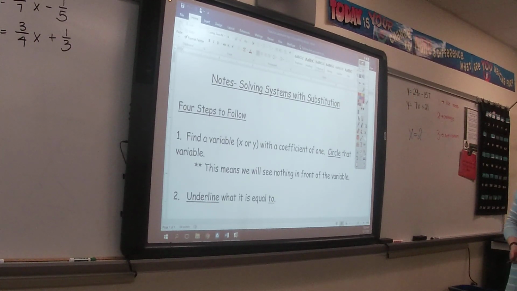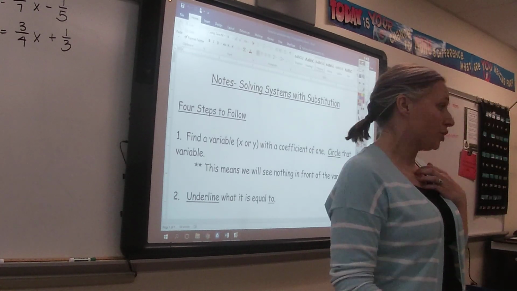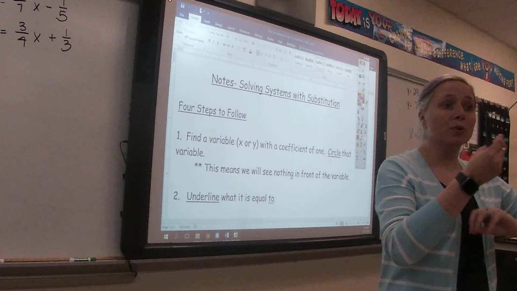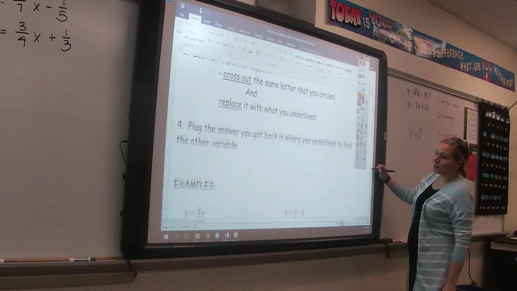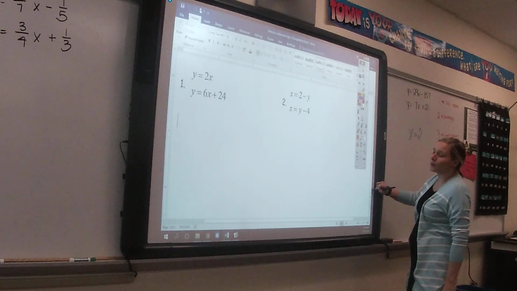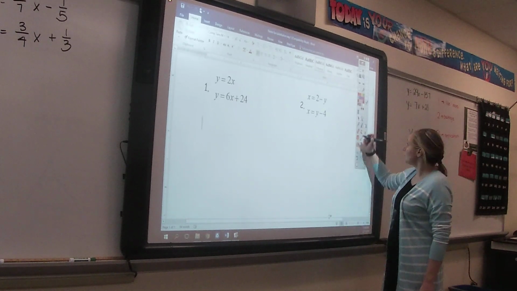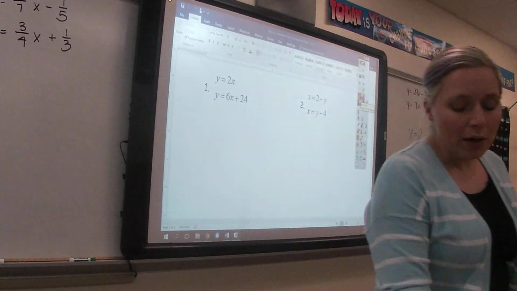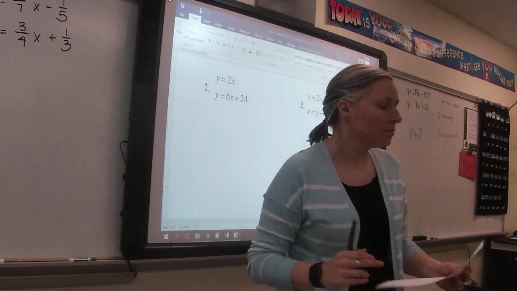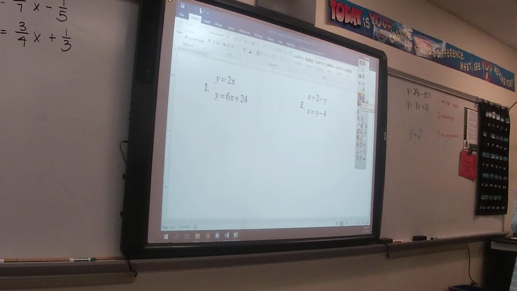All right, but if you come up to me and you say, I have no idea what to do, I'm going to say, well, did you circle and underline what you should have done to get those visual cues to happen? So I'm going to actually look at the problem underneath and still talk about the steps at the same time. So if we look at this first problem over here, step number 1 says that we want to find a variable, either x or y, or whatever variables are in the problem, with a coefficient of 1.